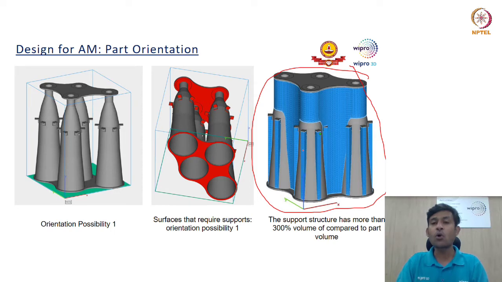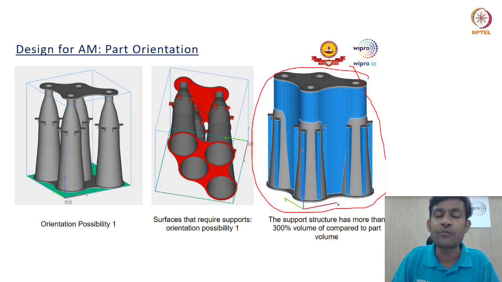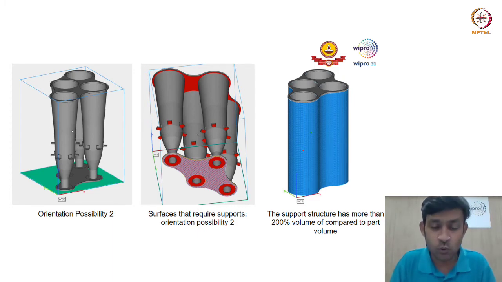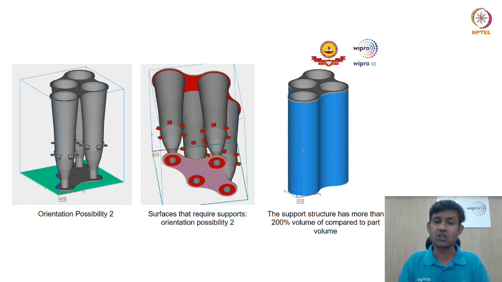So we thought of changing the orientation, and we wanted to see if there is any other orientation where we can save some cost, save some time, and at the same time save some of the post-processing effort. So we rotated the component along the x-axis by 180 degrees. Now the surfaces which require to be supported by support structures have reduced by 100%. So earlier the requirement of support volume was 300%. In this particular orientation, the requirement is 200% of the part volume.